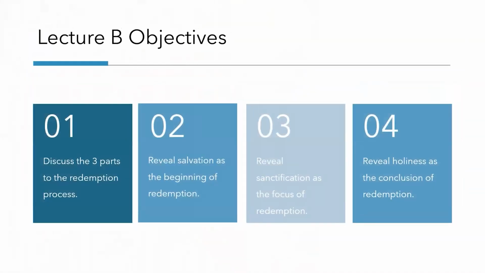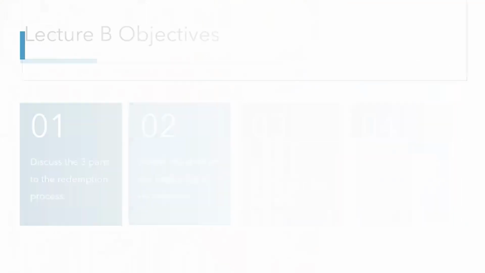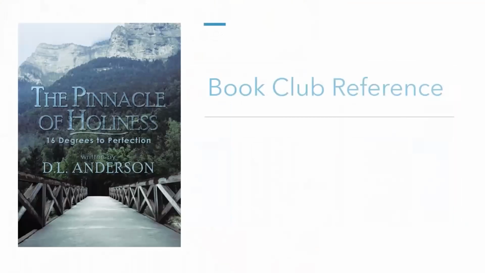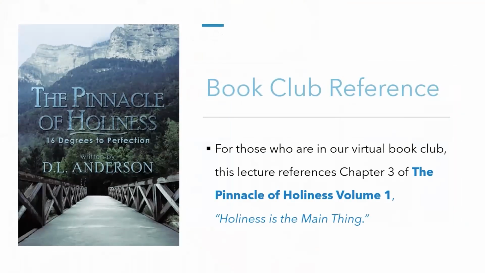Now, the Lecture B objectives are: discuss the 3 parts to the redemption process, reveal salvation as the beginning of redemption, reveal sanctification as the focus of redemption, and reveal holiness as the conclusion of redemption. Now, if you're in our virtual book club, this lecture references Chapter 3 of the Pinnacle of Holiness, Volume 1, Holiness is the Main Thing.